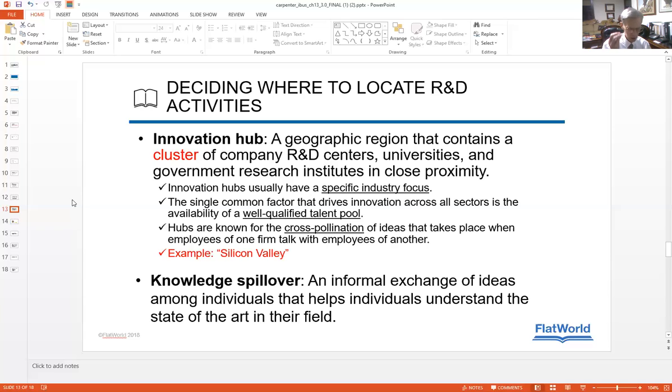But there's a combination of functions that if they come together will enable an industry to perform much better than it could in other nations. So they're focused on specific industries. They always have a well-qualified talent pool. And because they're all in the same geographic location, very often in the same city, people socialize.